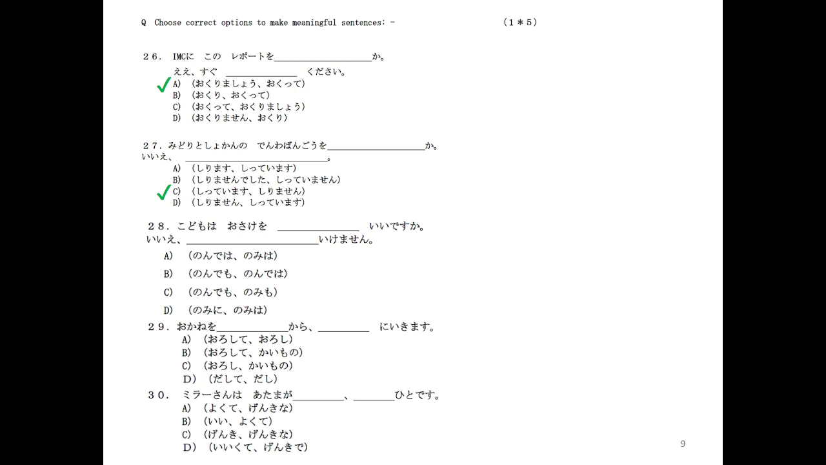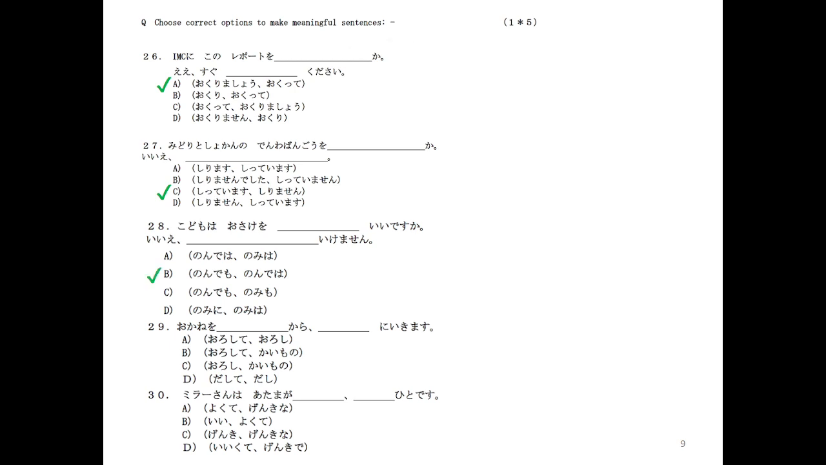Next is question number 28. Kodomo wa osake o dash ii desu ka? Iie dash ikemasen. What is going to come here? The correct answer is nonde mo ii desu ka? Iie nonde wa ikemasen, which is option B.